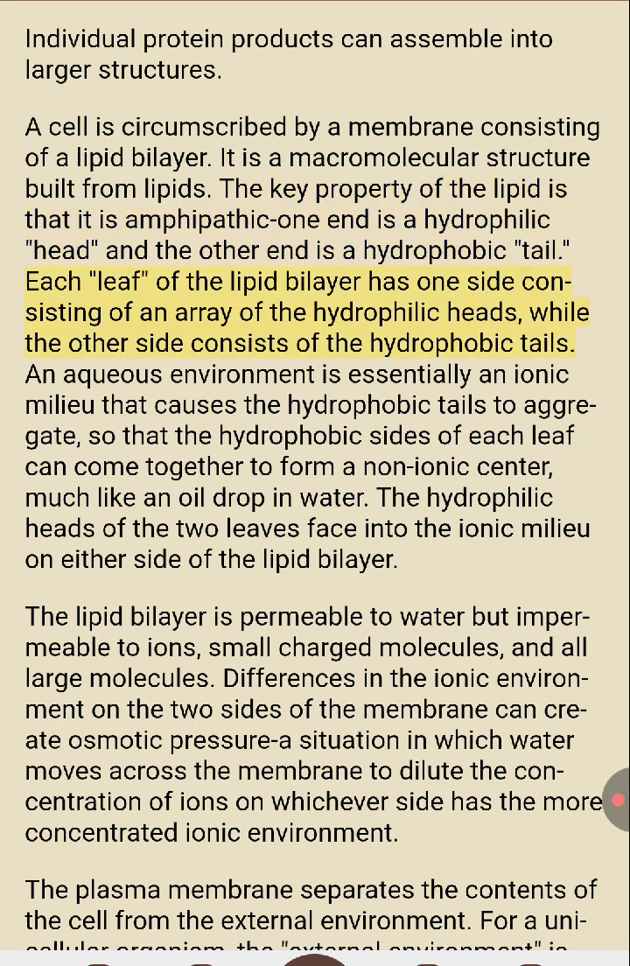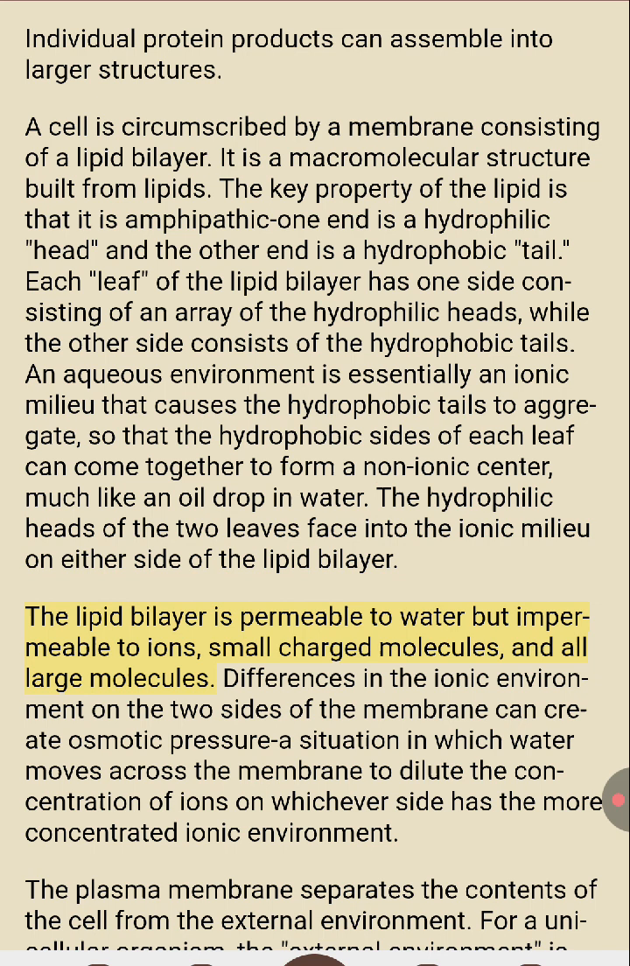Each leaf of the lipid bilayer has one side consisting of an array of the hydrophilic heads, while the other side consists of the hydrophobic tails. An aqueous environment is essentially an ionic milieu that causes the hydrophobic tails to aggregate, so that the hydrophobic sides of each leaf can come together to form a non-ionic center, much like an oil drop in water. The hydrophilic heads of the two leaves face into the ionic milieu on either side of the lipid bilayer.